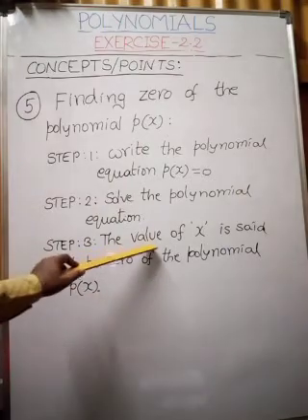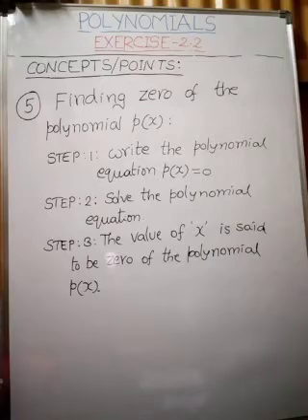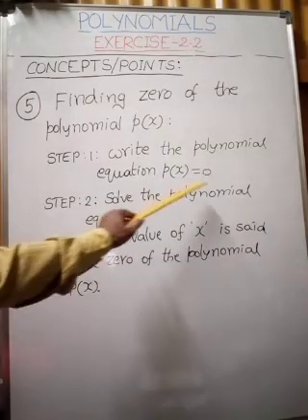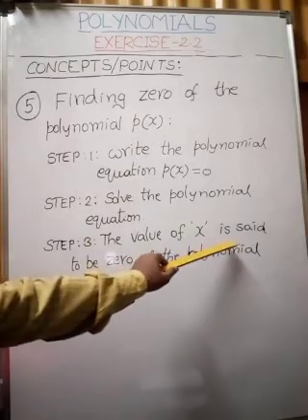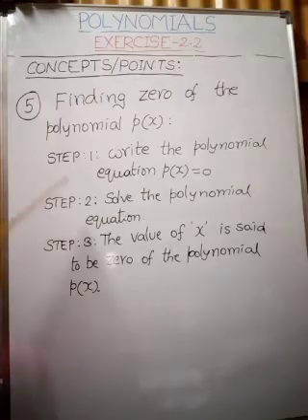Step 3. The values of x, whatever values we got after solving the polynomial equation, are said to be zeros of the polynomial p of x. Follow these 3 steps, my dear children, in finding the zero of the given polynomial p of x. Is it clear, my dear children? Let us take one example of how to find the zero of a given polynomial p of x.